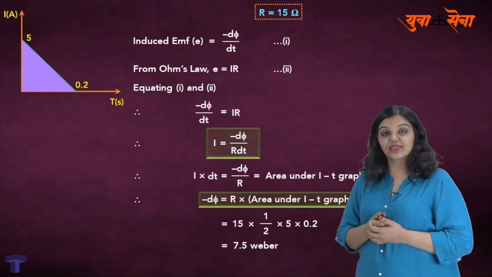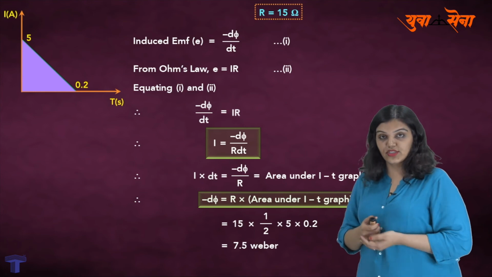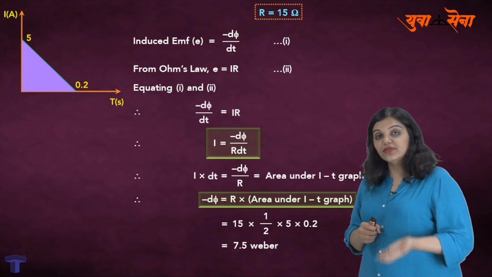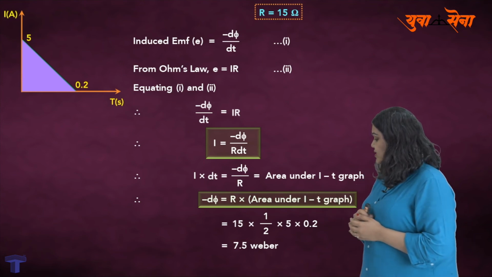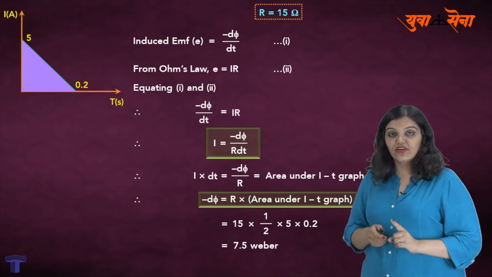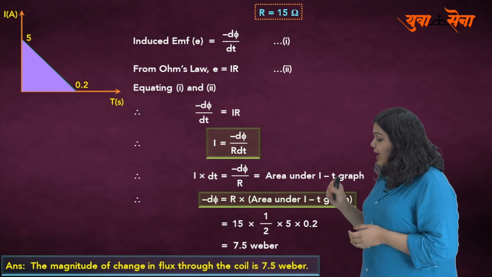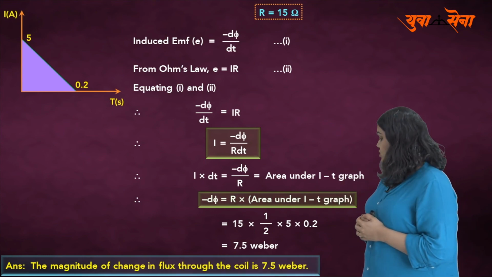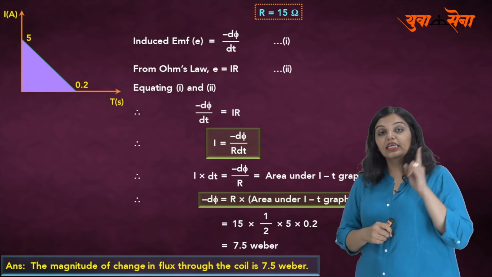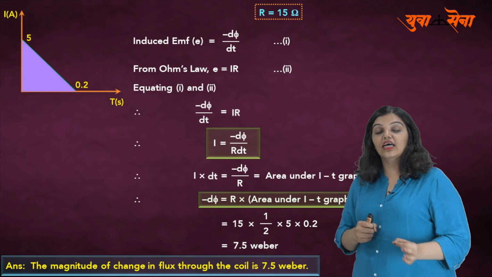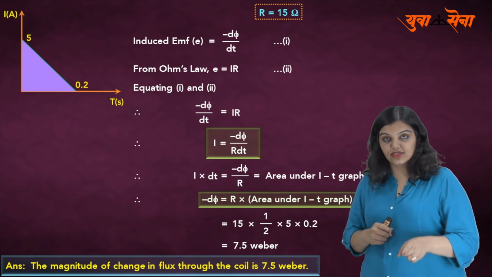Don't worry about the minus sign. The minus sign is always going to be present because Lenz's law tells us that the EMF is always opposite to the cause, and therefore I have a minus sign. The point is, the change in flux turns out to be 7.5 Weber, and that is the answer. That is the magnitude of change in flux through the coil, 7.5 Weber. Keep in mind the question asked what is the magnitude. If it was just asked what is the change in flux, you must write the minus sign.